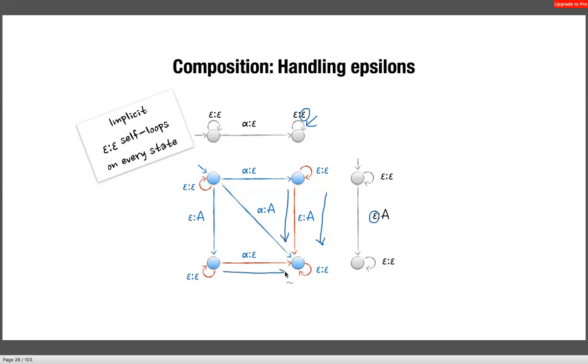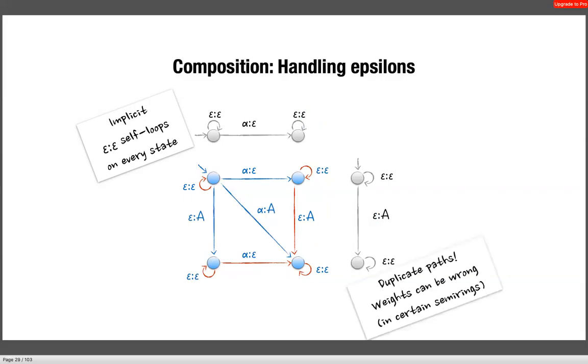Similarly, you can imagine having this transition, and then because of these, you'll have implicit self loops even on every state in your composed machine, right?